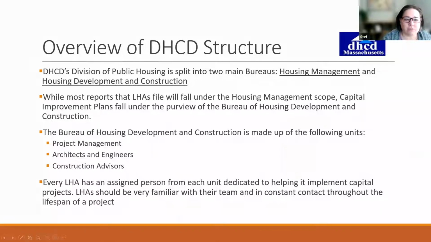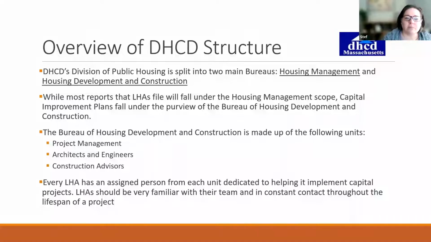While most of the reports that the housing authorities get fall under housing management scope, capital improvement plans or major construction improvement plans fall under the purview of the Bureau of Housing Development and Construction.